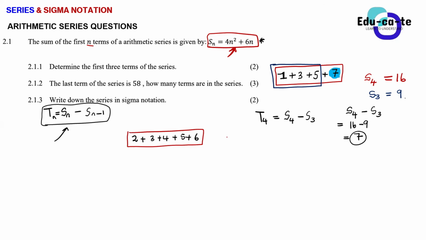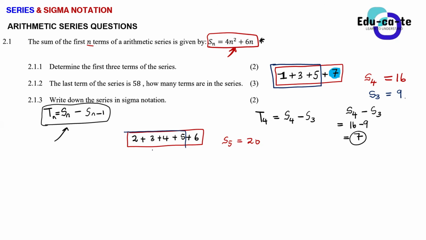So if I say the sum of these 5 terms, this is going to be 2 plus 3, which is 5, plus 4, which is 9, plus 5, which is 14, plus 6, which will give me 20. So if I add 2 plus 3 plus 4 plus 5 plus 6, I get 20. That's the sum of the 5 terms. What if I want to exclude the 20 and just add the sum of the 4 terms?